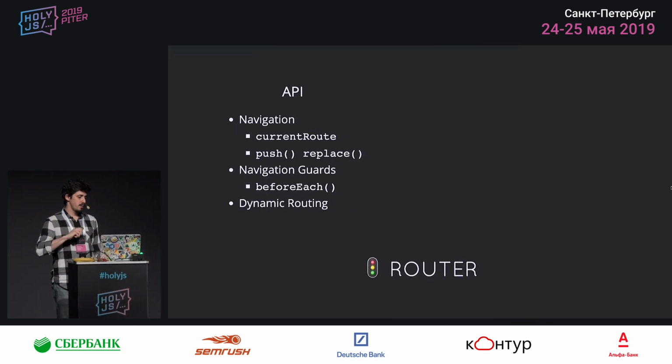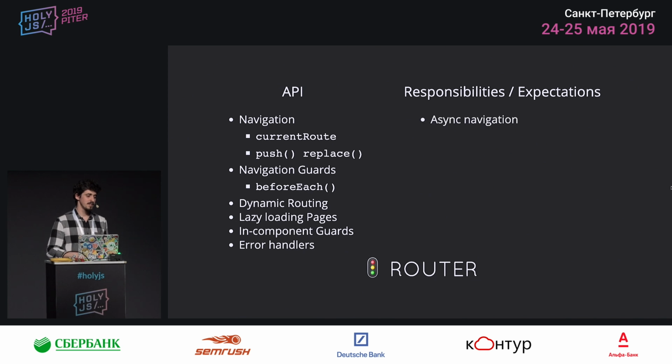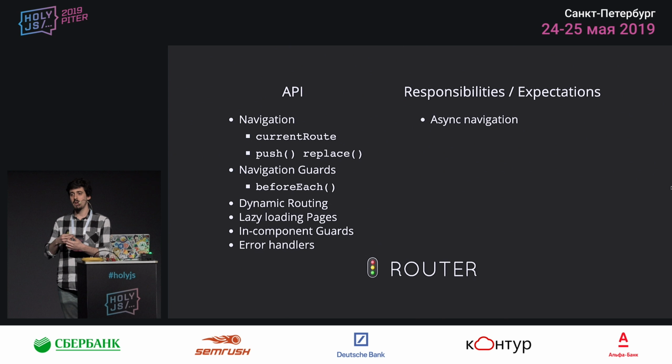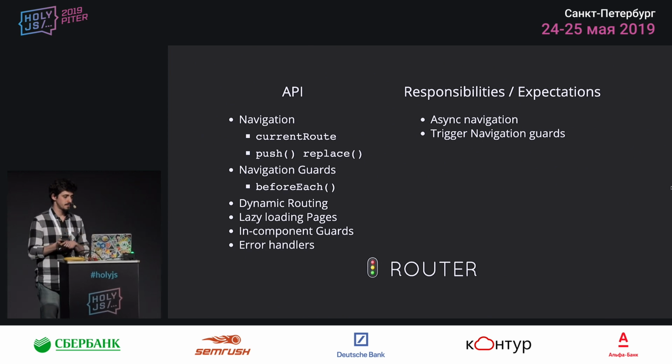Now, the API of the router: we talk about current route, push, replace, navigation guards, dynamic routing, lazy loading pages, in-component guards, and error handler. As you can imagine, I cannot talk about everything. But let's talk about the responsibilities and expectations. We expect the navigation to be asynchronous. Why? Because we are having all these guards, so we are expecting promises somewhere, and with try-catch and being able to have the rejections as they appear on the navigation guards.